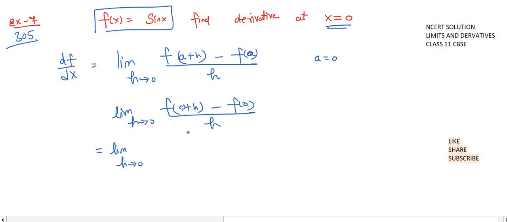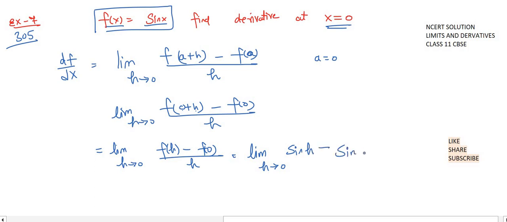Now if I put the values, it will be limit h tending to 0, f of 0 plus h is nothing but f of h, correct? So f of h minus f of 0 by h. Since f of x is sin x, f of h will be sin h minus sin 0. If f of x is sin x, then f of 0 will be sin 0. I have written it here by h.